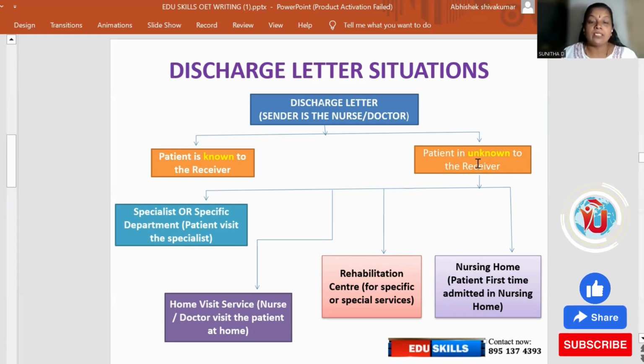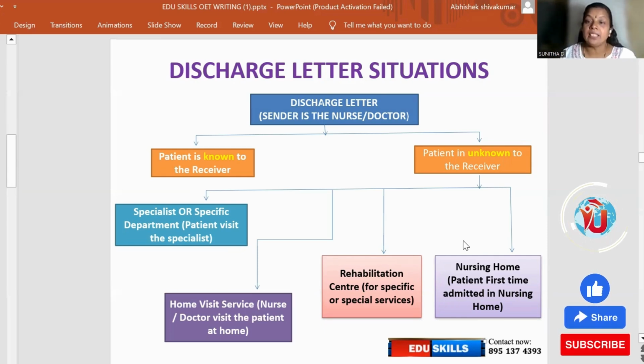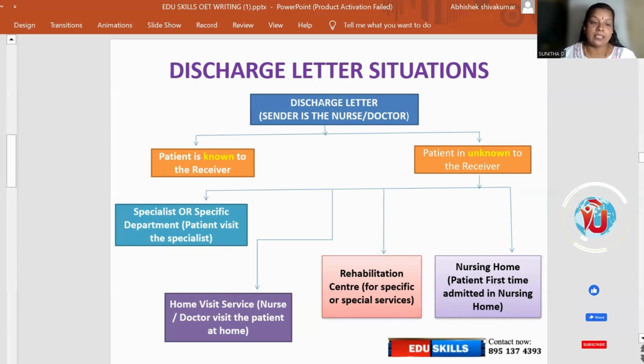Or in a home visit service after the discharge, we are requesting the home nurse for a home visit, or a doctor to visit the patient at home. Or a rehabilitation center for specific or special services. Here also, if the patient is not known to the receiver, we have to write everything in detail. Or a nursing home, where the patient is admitted for the first time; at that time also we have to write everything in detail about the patient's condition to the receiver.